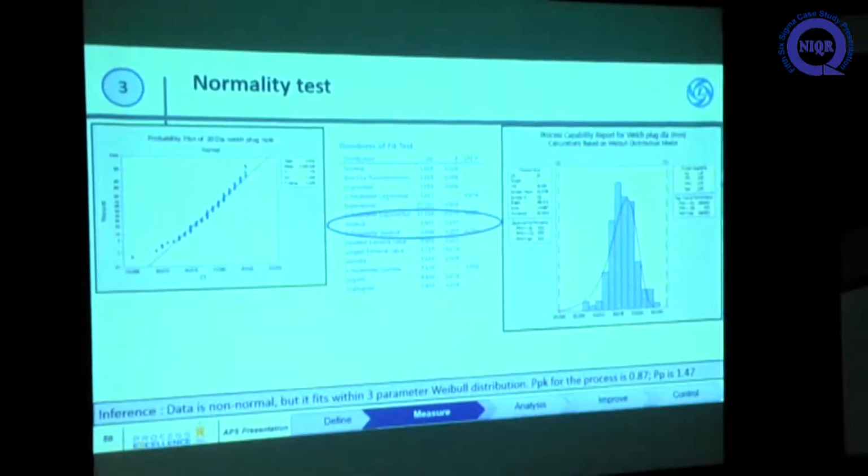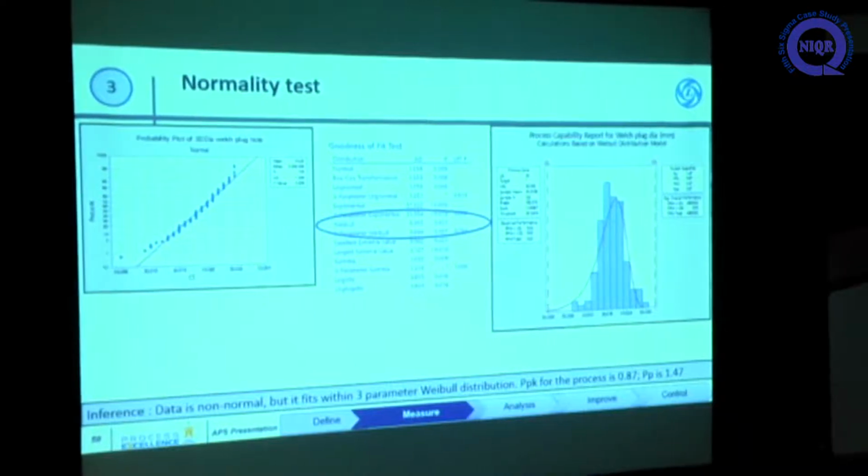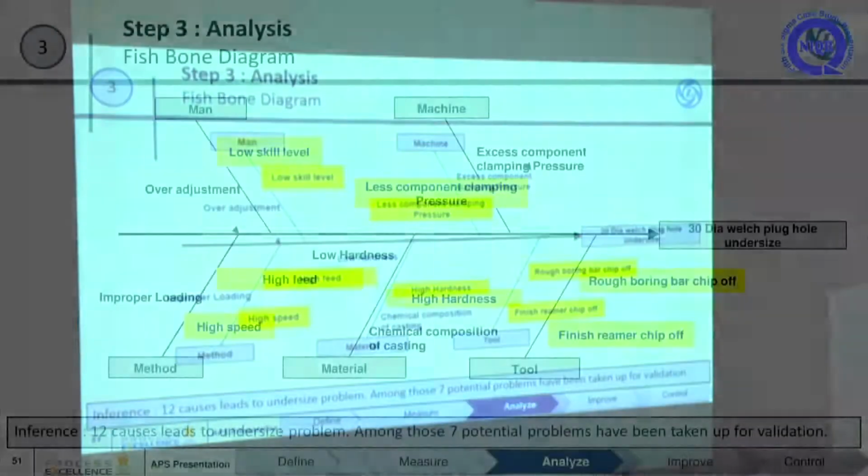Then we took the data and ran a normality test, and found this is non-normal data. So we went for the goodness of fit test. In that we found it fits a 3-parameter Weibull distribution. The Ppk is only 0.87, against the requirement of 1.67 as per our management.